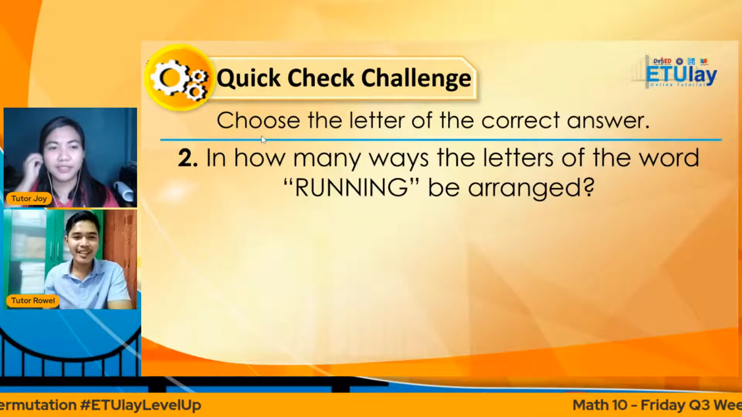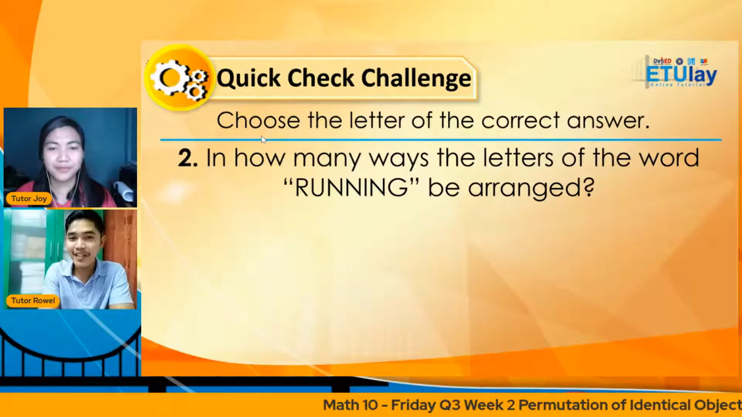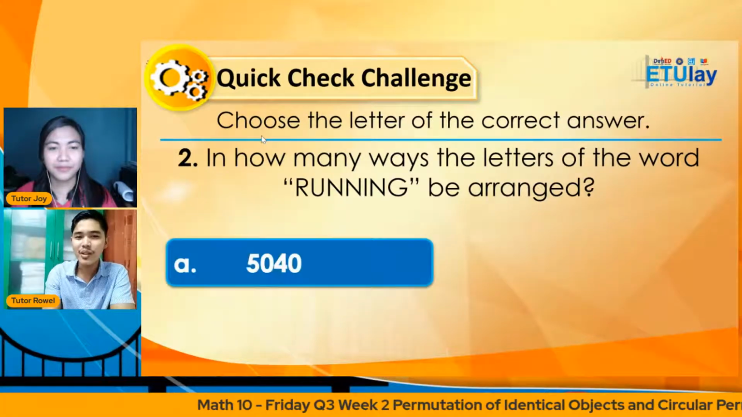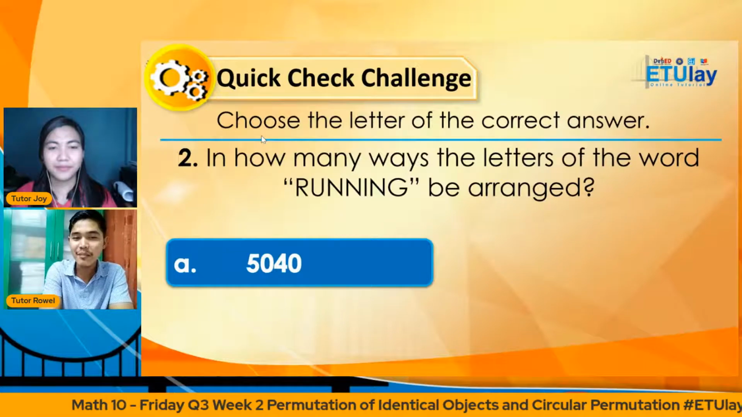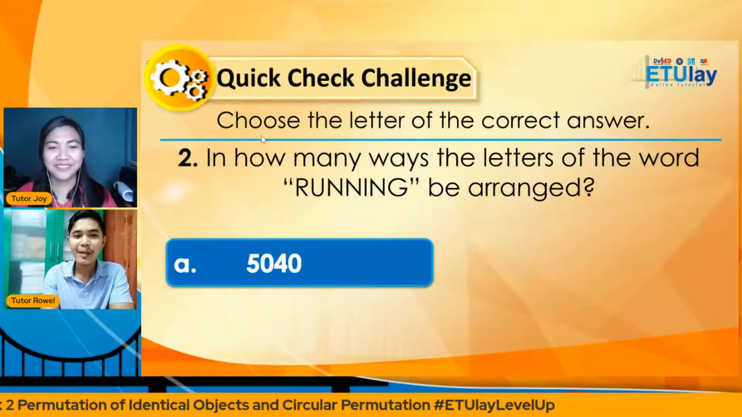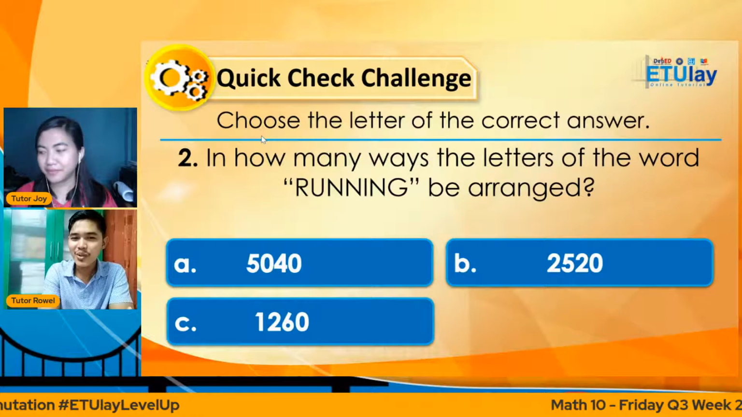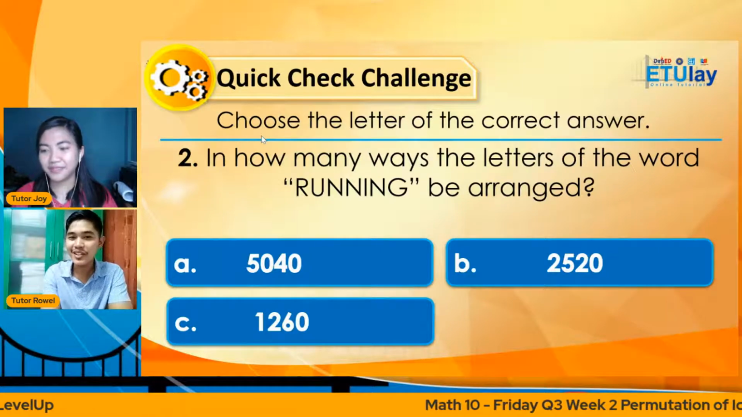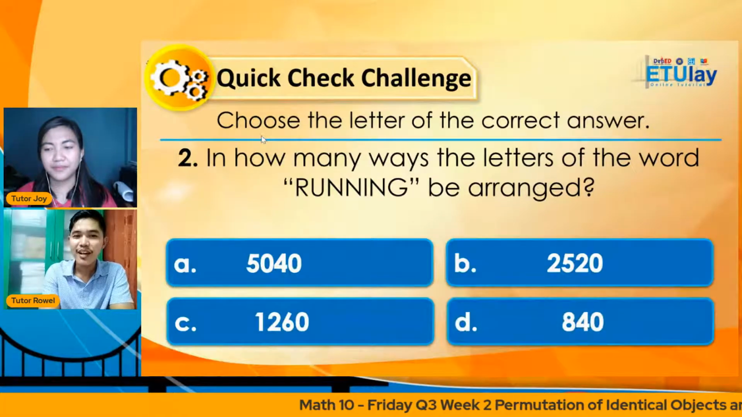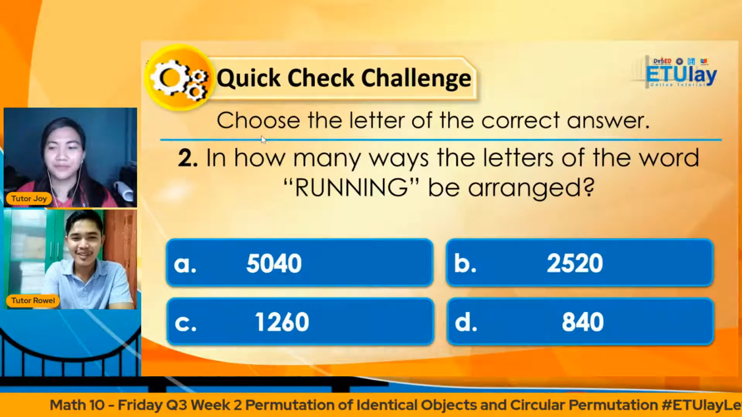Okay, so number 2 natin: in how many ways can the letters of the word RUNNING be arranged? Again, in how many ways can the letters of the word RUNNING be arranged? Is it A, 5,040, B, 2,520, C, 1,260, or letter D, 840? Tutor Joy, ano po yung mga sagot nila?